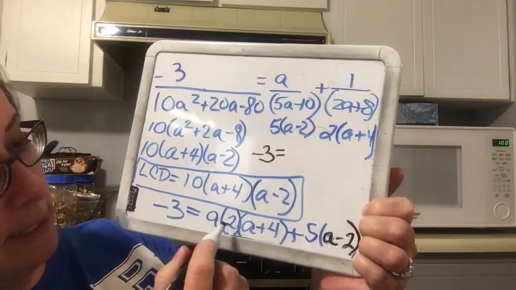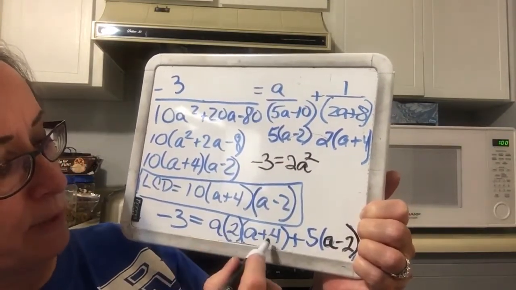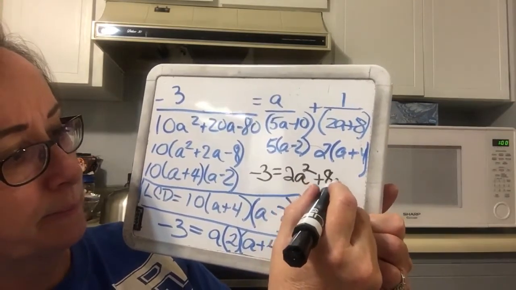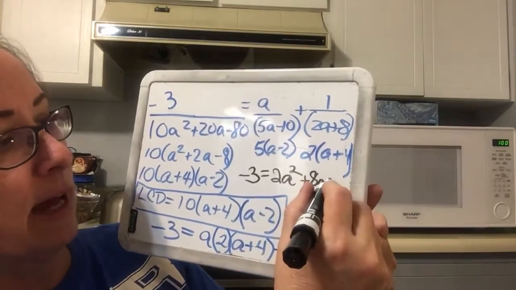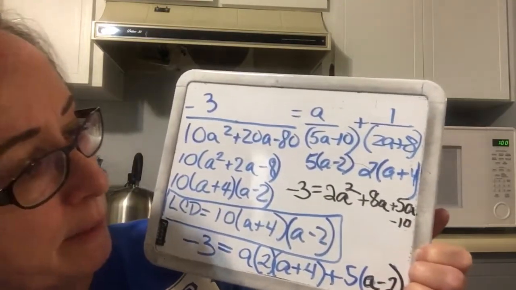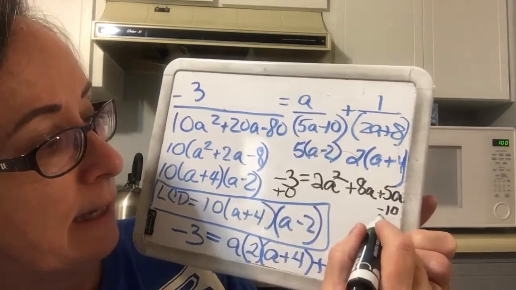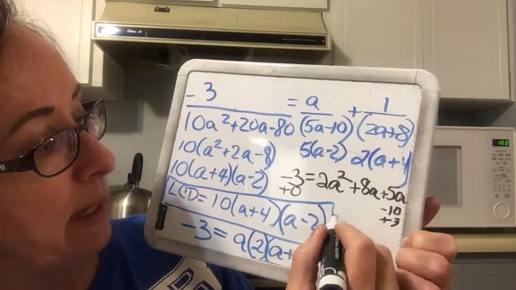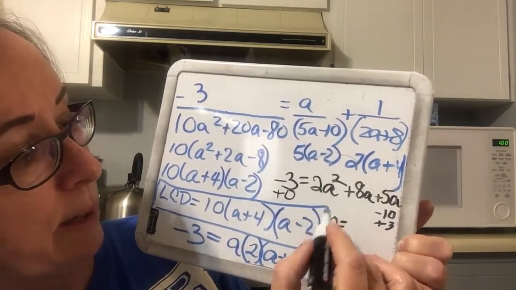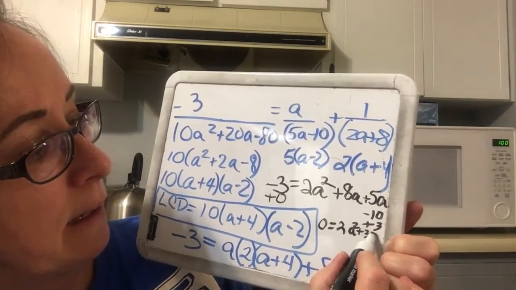Is equal to. Now this is going to be 2a times a is 2a squared. And 2a times 4 is 8a. And then 5 times a is 5a. And then 5 times negative 2 is a minus 10. Okay, so now I'm going to get everything on one side with a 0 on the other. So I'm just going to add a 3 to get my 0 on this side, and add a 3. So that's going to wind up being 0 equals 2a squared, and then plus 13a, and then minus 7. Okay, so let's factor that on a different board so that we can see it.